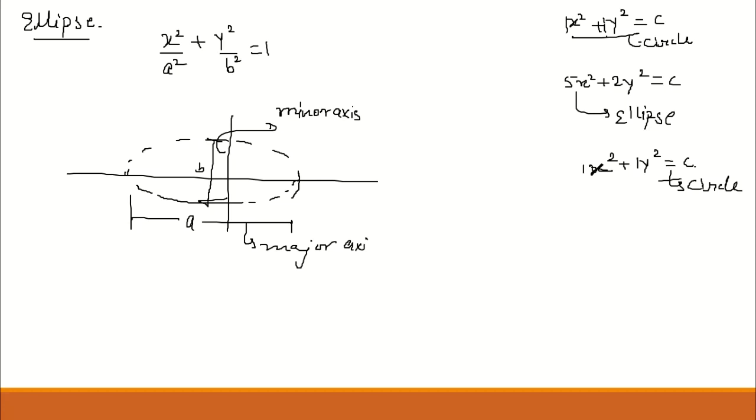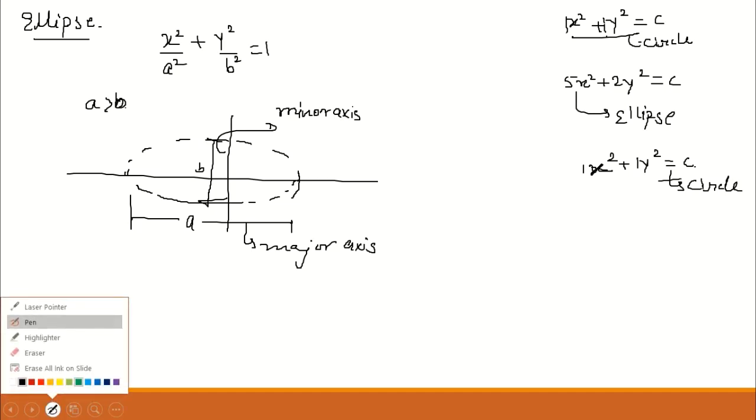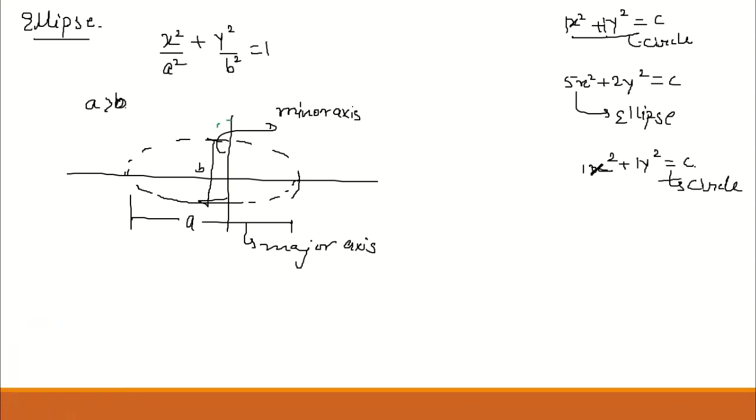Now coming to the part, if a is greater than b, it is given. But if it is given that b is greater than a, then my ellipse will be in this way, in which b will be larger and a will be smaller.